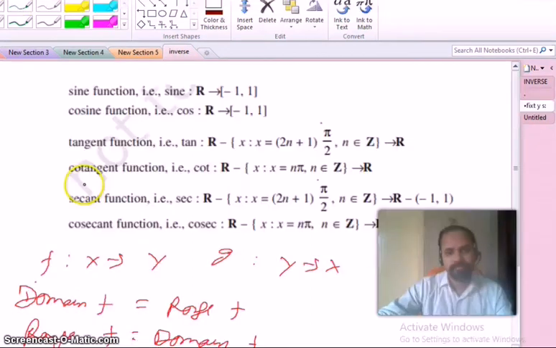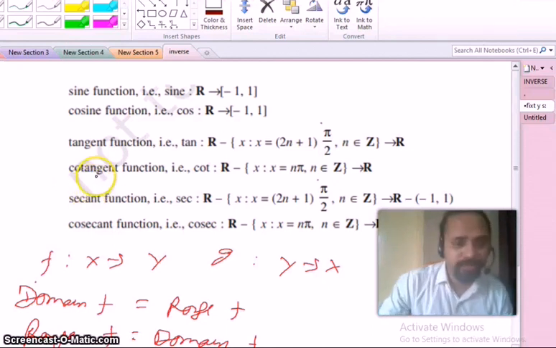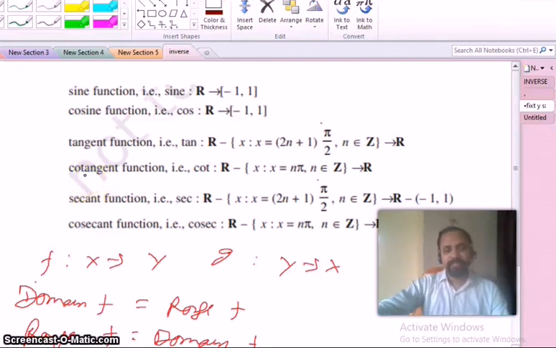Okay, definition of inverse of a function. Let us come on inverse trigonometric function.